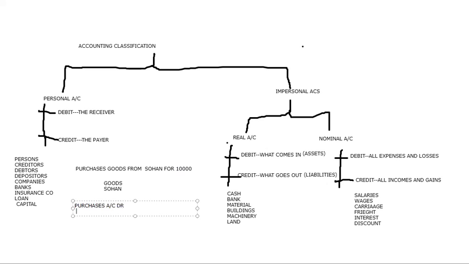Debit, to Sohan. I said, is Sohan taking the goods or giving me the goods? He is giving me the goods. So obviously he will be on the credit side. That's why here I'm going to write to Sohan account. Like this, I'm going to write. This is the example of this one.